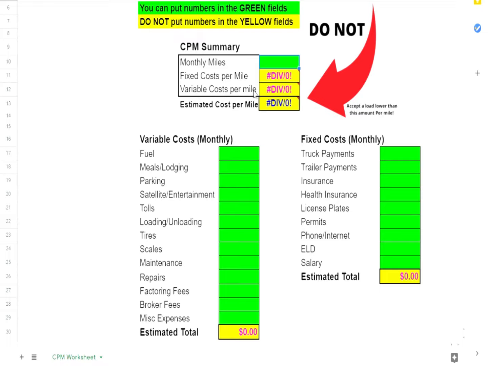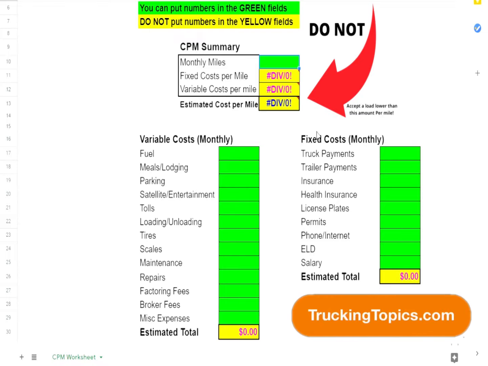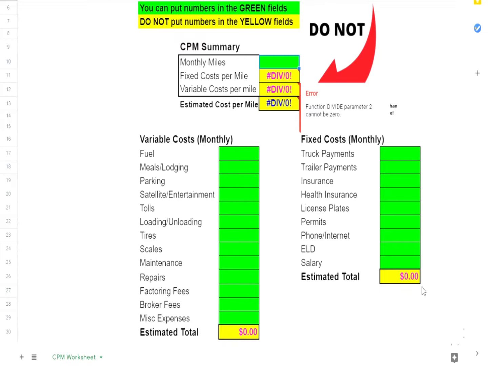The way I made this form is that all these green spaces, you can put numbers in. Okay, the yellow spaces have formulas in them. So if I wind up putting a number in there, I'm going to screw up the spreadsheet.